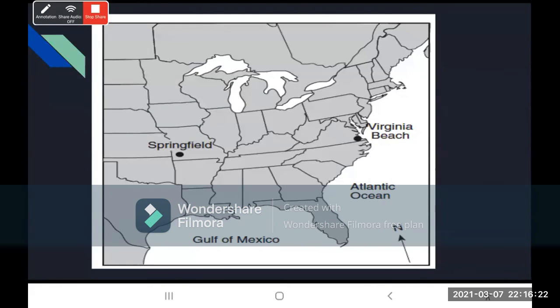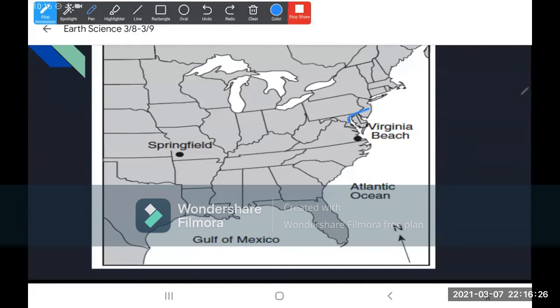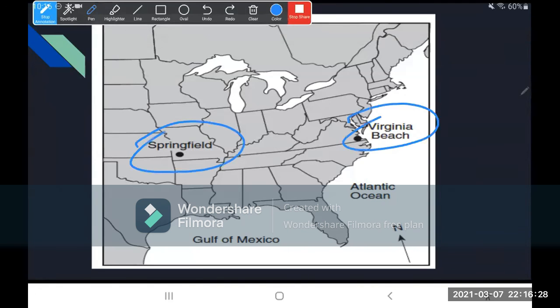Here's an example. Which city, Virginia Beach or Springfield, will have a more moderate climate throughout the year? Or which city will have a lower range in temperature throughout the year? The answer is Virginia Beach, the coastal city, moderate. Inland, extreme.